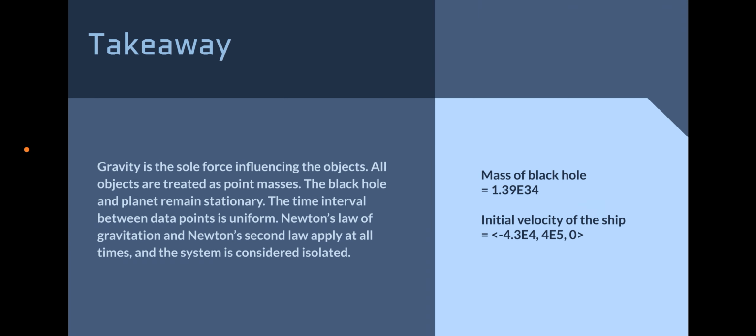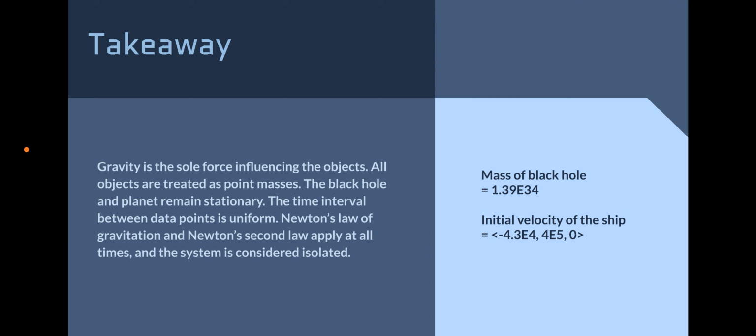Takeaway: gravity is the sole force influencing the object. All objects are treated as point masses. The black hole and planet remain stationary. The time interval between data points is uniform. Newton's law of gravitation and Newton's second law apply at all times, and the system is considered isolated.